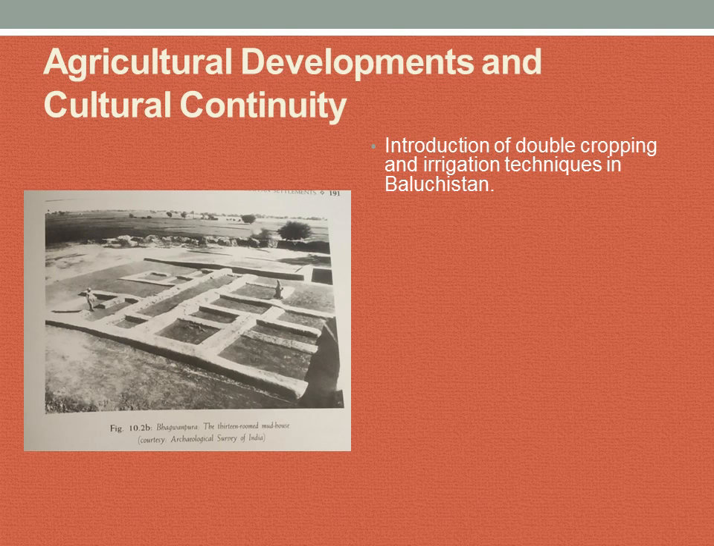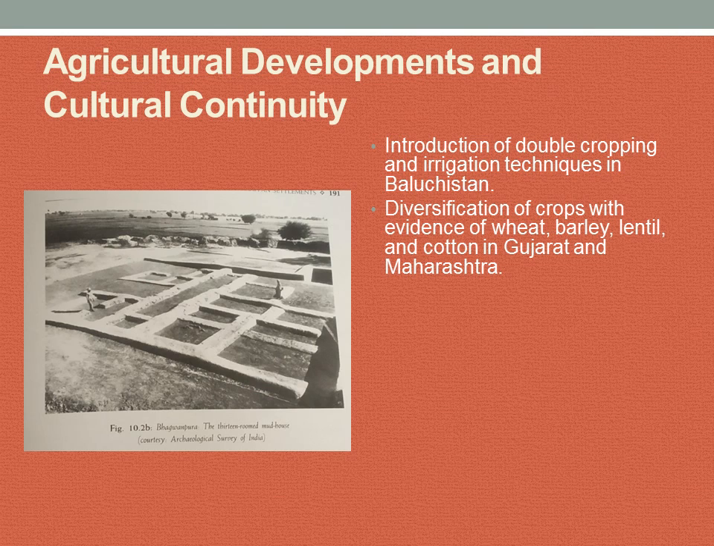Introduction of double cropping and irrigation techniques in Balochistan, we can see during the decline phase of Indus Valley Civilization. There was introduction of double cropping, which means that two types of farming or two types of cropping and irrigation would be done all throughout the year in the same field. That happened in the area of Balochistan.